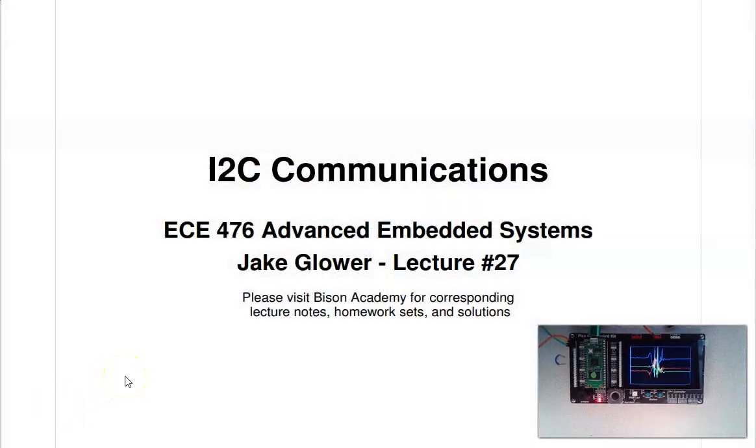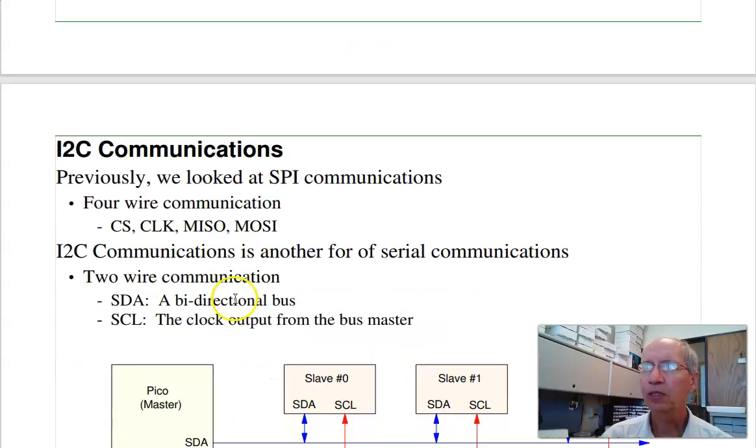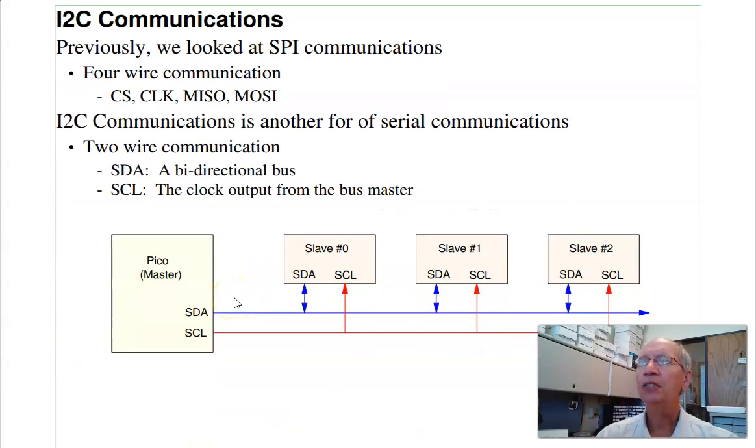How do you get I2C communication to work on a Raspberry Pi Pico? Starting out, I2C communication is one form of serial communication. Previously we looked at SPI. With SPI, you need 4 wires: chip select, clock, transmit, receive, sometimes called master in, slave out, master out, slave in. I2C, in contrast, uses 2 wires. One is the data line, a bidirectional data bus, and the other is the clock. Clock comes from the master.